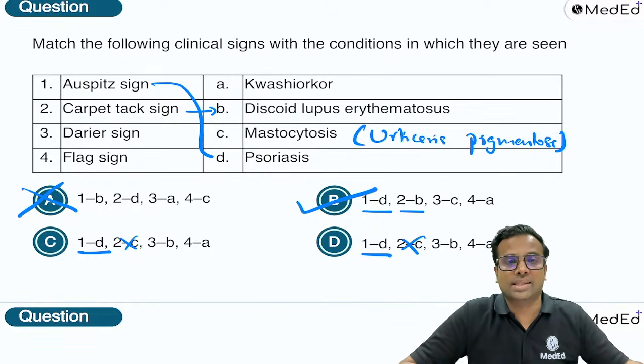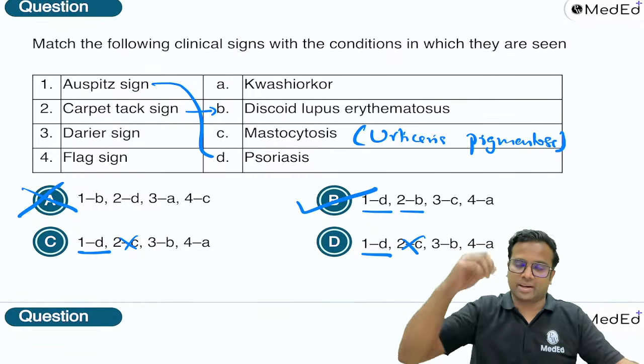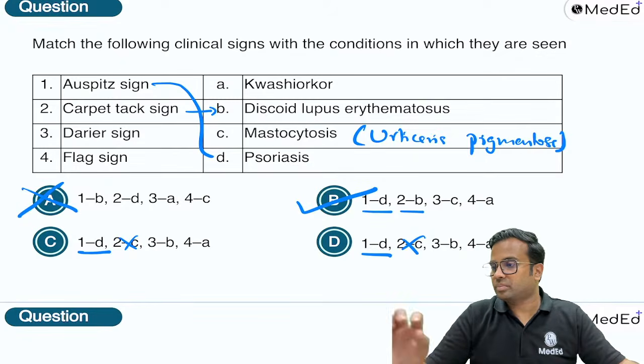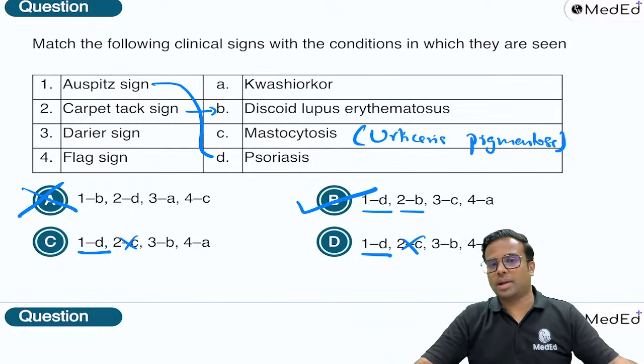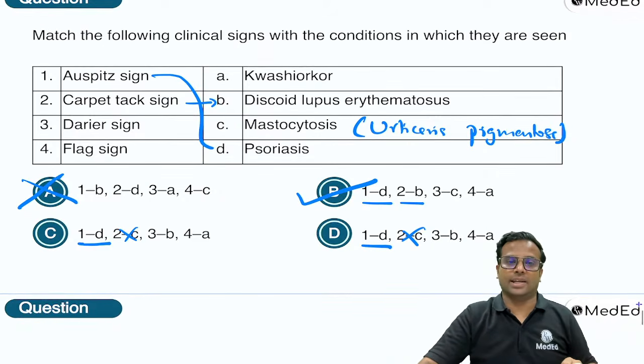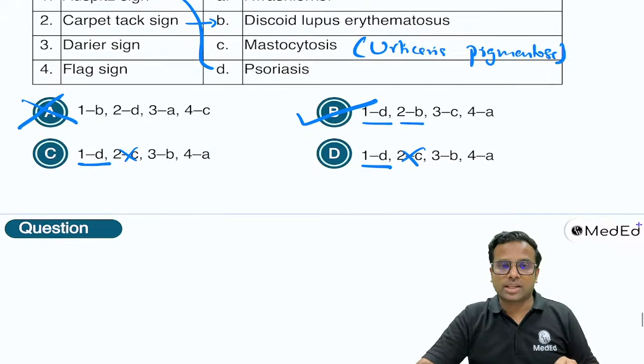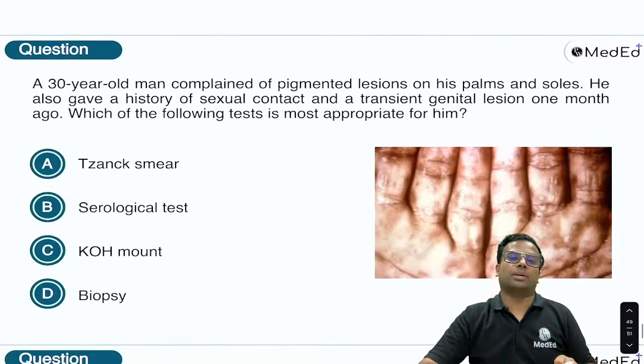And flag sign is seen in kwashiorkor. That is in the hair, right? Yeah, due to the follicular plugging, you can see carpet tack sign in DLE. That is about this question. The answer should be option B.